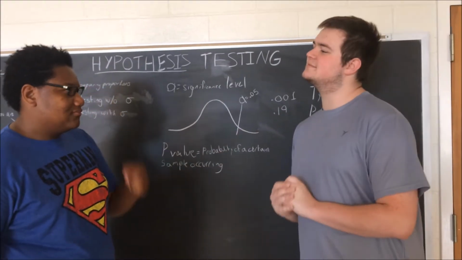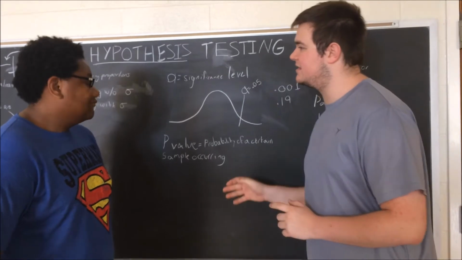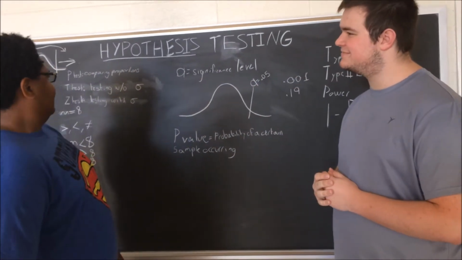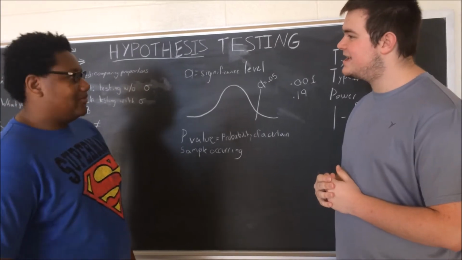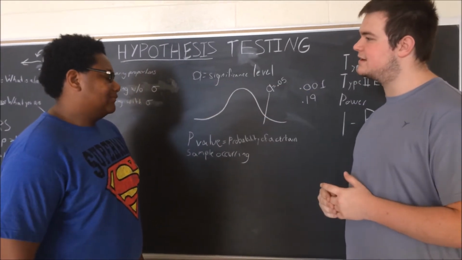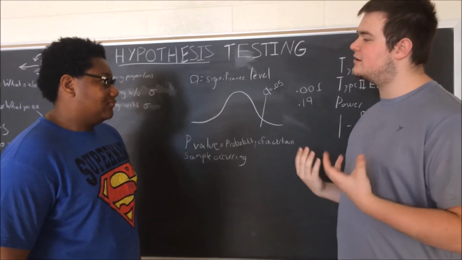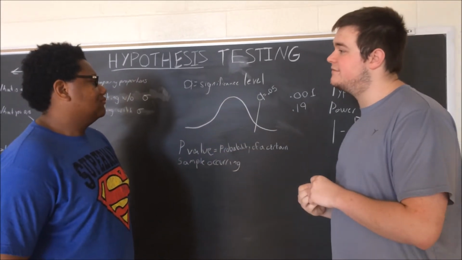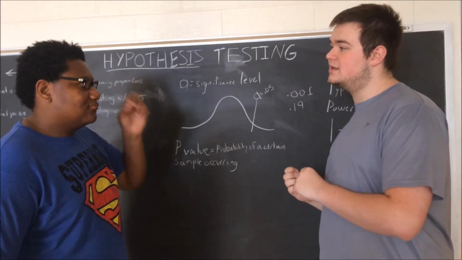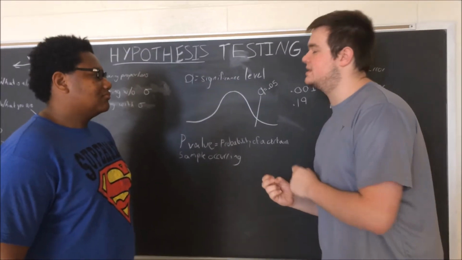So let's go over some specific vocabulary with hypothesis testing. So this, what does that look like to you, Sakeem? An A? Close enough. This is alpha, and alpha is the significance level. Generally, the alpha is at 0.05. Sometimes it can be 0.1, sometimes it can be 0.01, sometimes even 0.001.